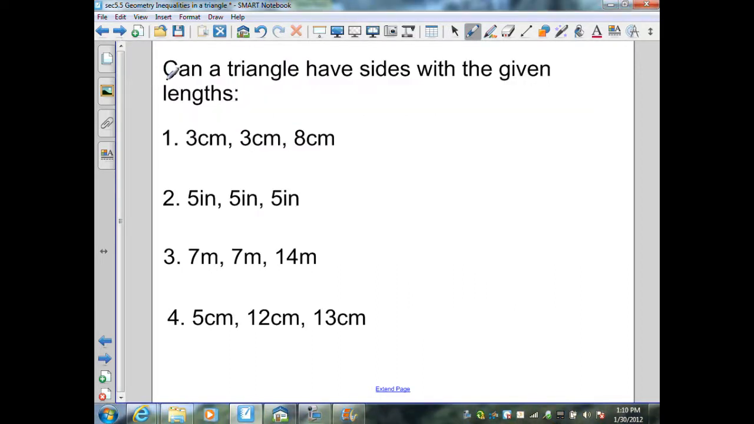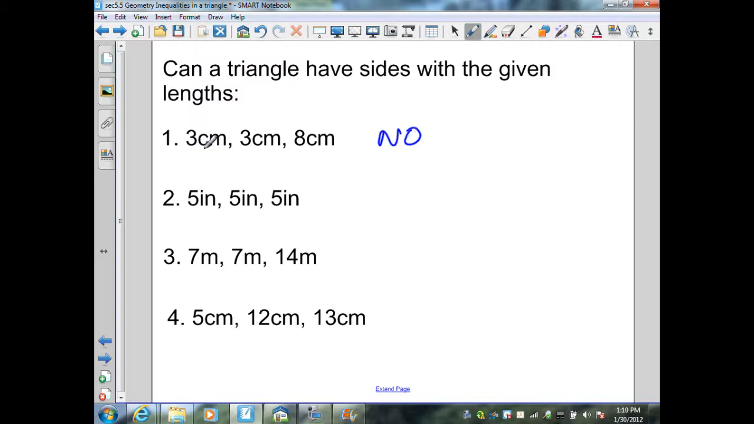Can a triangle have sides with the given lengths? Number one, I'm given segments of length 3 centimeters, 3 centimeters, and 8 centimeters. We need to find the two smallest lengths, add them together, and see if they're bigger than the third side. Here I have 3 plus 3 is 6. 6 is not greater than 8. So these three segments cannot form a triangle. So the answer is no.